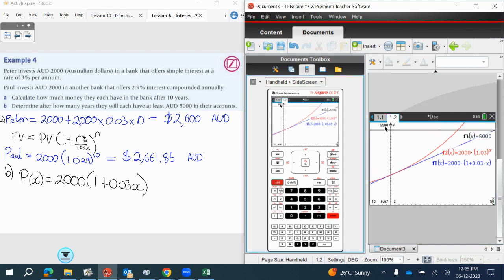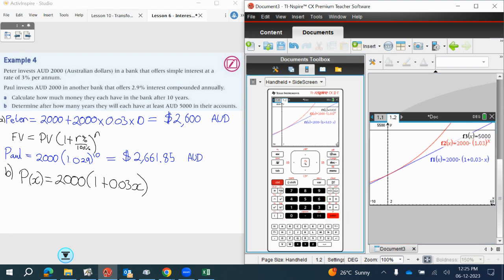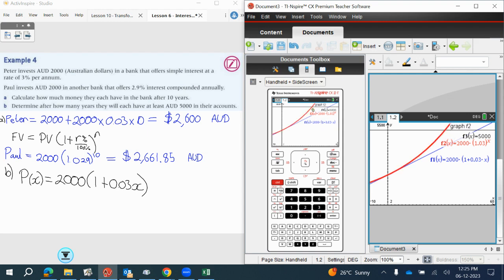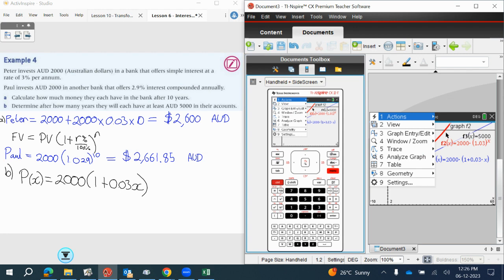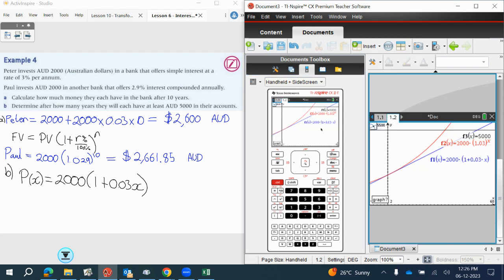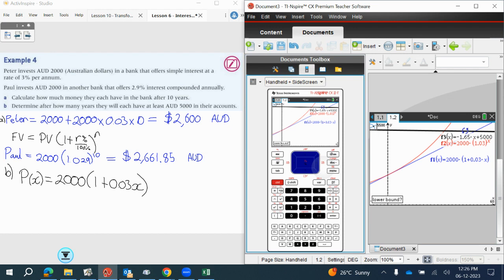Do you want a smaller one? No, because they both have to have doubled. So at this point, the blue one hasn't gone to 5,000 yet. So let's make that go a little bit further here, like that. There we go. So here at this point, the blue one hasn't got to 5,000. So we want to find the intersection of this graph and this graph. What happens there?